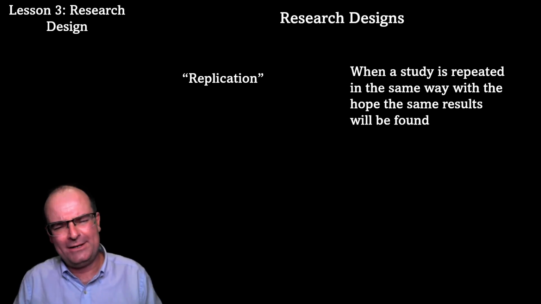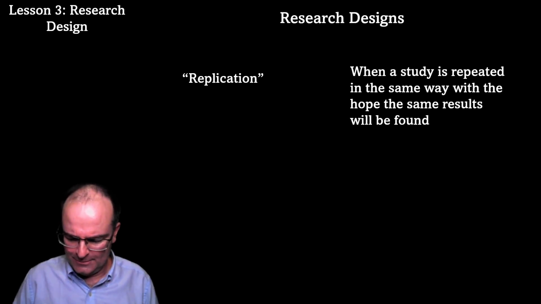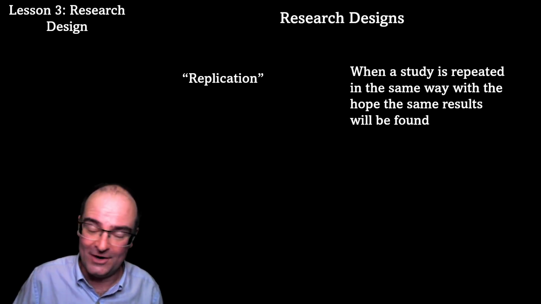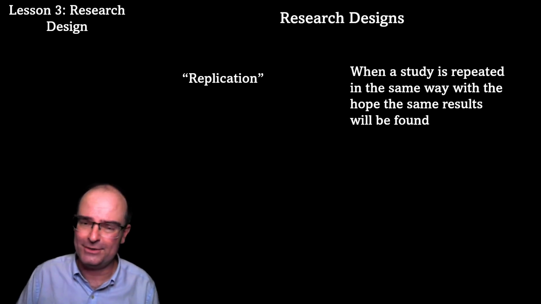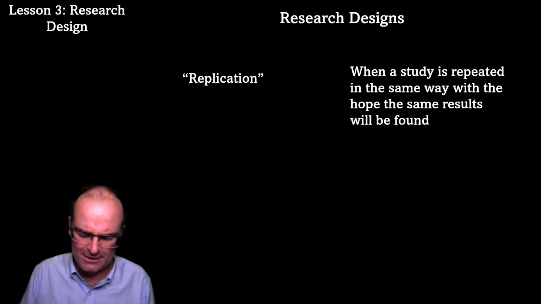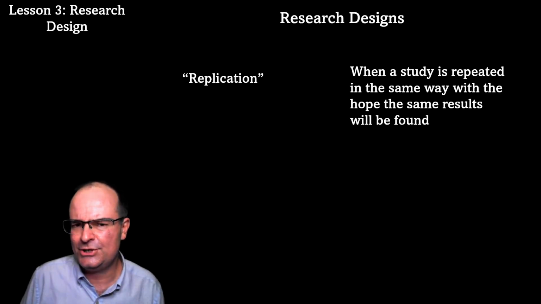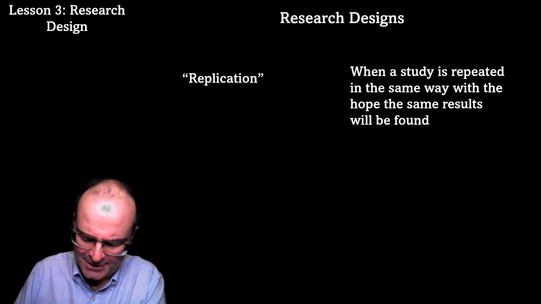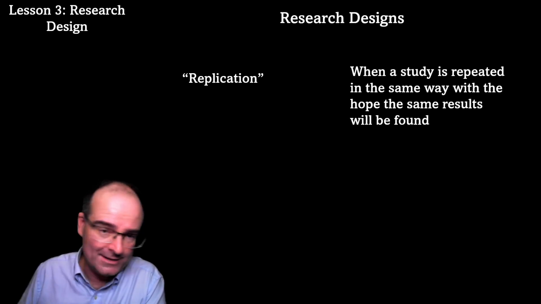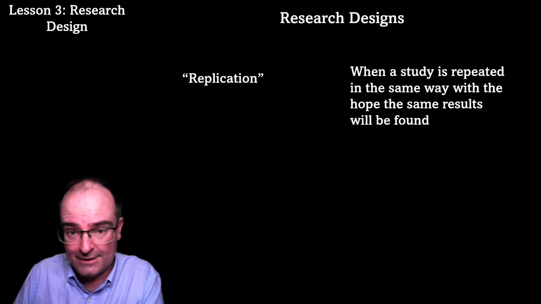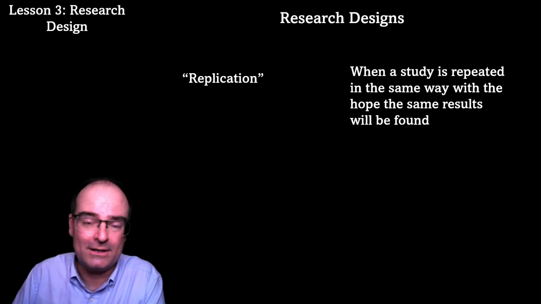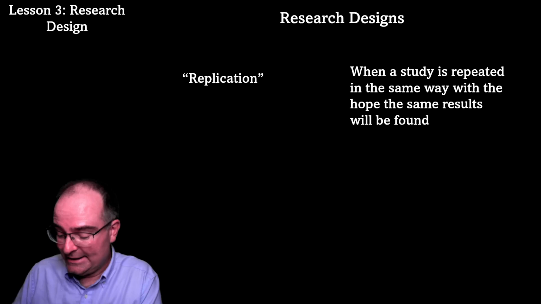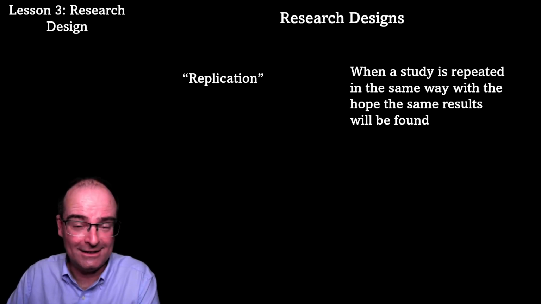Replication is when you repeat the study in the same manner and find the same results. You hope to find the same results. You hope to replicate the study. This is why method sections in journals are so thorough, because you're explaining how the study was done, and then someone on the other side of the world can repeat the study and with any luck replicate what you found. It doesn't always happen. It's critical in science.